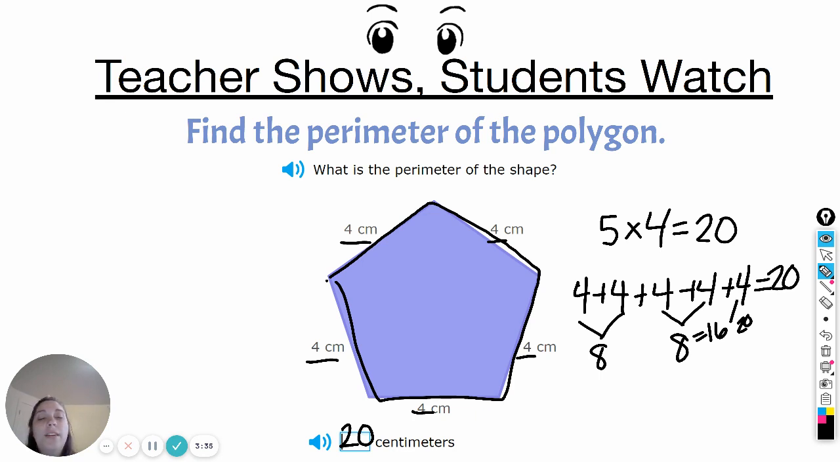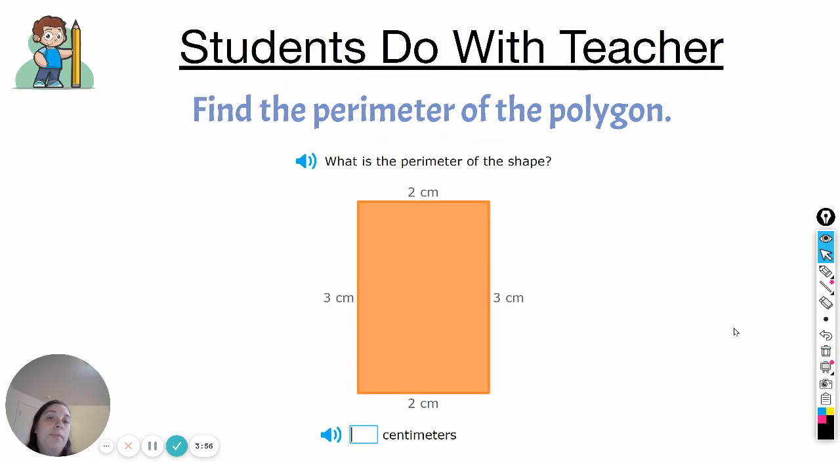So I still would have gotten the same answer, but since I noticed that all of the sides were the same number, I decided that multiplication was going to be the quicker way. But remember that that multiplication only works if all the sides are the same length, okay? So that's a little trick if you have a polygon like that.